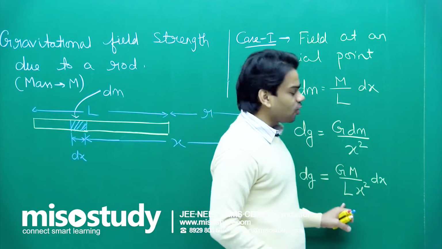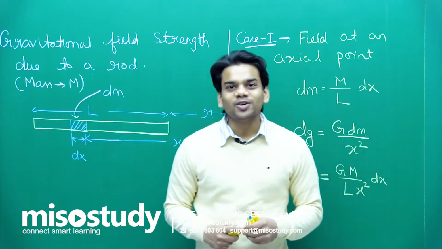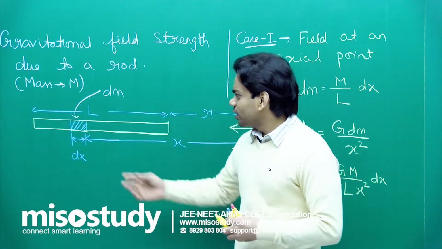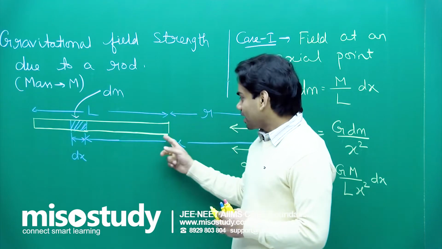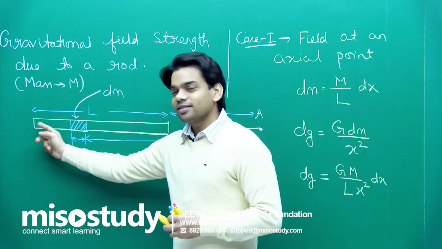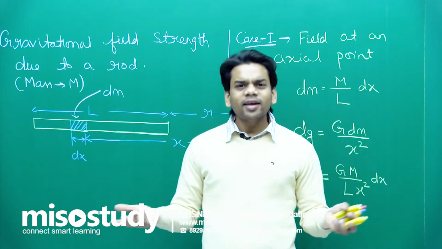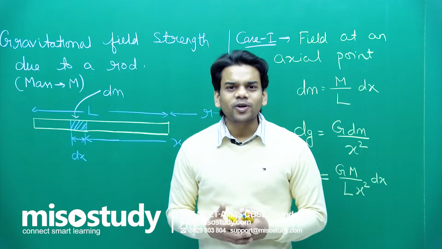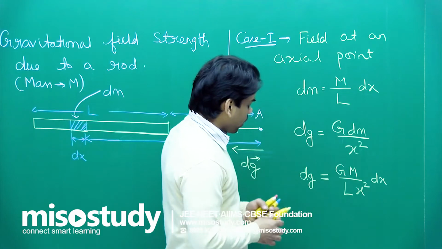Now see, GM by L is a constant, only x is varying. Now easily we can find out the field strength due to the entire rod. You vary x, you have to cover the entire rod. You see here, when this particle will lie at this end, the initial limit of x will come out to be equal to small r. And when this particle is going to lie at this end, then the value of x will be r plus capital L. So vary x from small r to L plus r, you are going to cover the entire rod, and find out the value of gravitational field due to the entire rod. Let's go ahead.